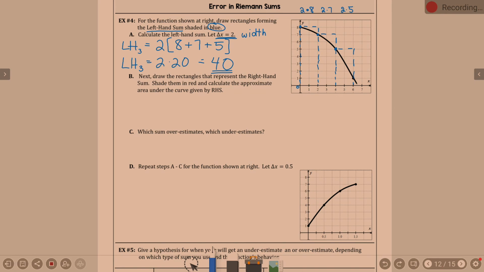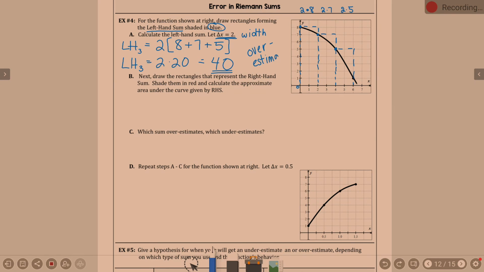Now, I guess we'll get to it on C. I was just going to ask if this is an overestimate or an underestimate, but we can go ahead and talk while my picture isn't messy. 40 is the area under this curve using a left-hand sum. Is 40 an overestimate or an underestimate? It's an overestimate, right? 40 is more than what the answer is. We don't know what the answer is, but we know it's less than 40 because all of my rectangles are outside of the curve. So I'm going to go ahead and write it here because I think it's helpful to talk about right now.